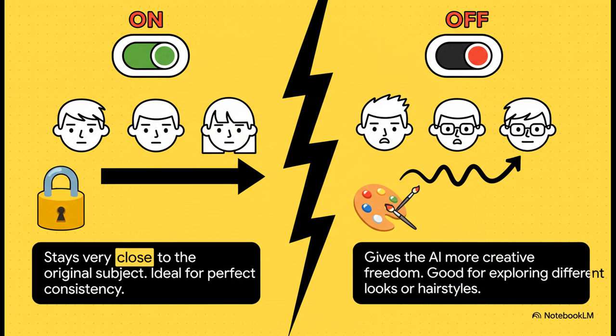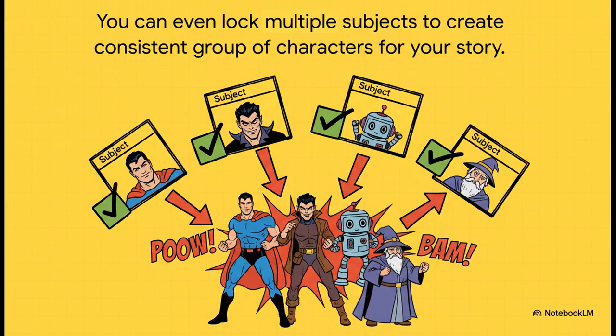But what if you want to see them with a different haircut or just explore a little? Just flick it off. It gives the AI some creative wiggle room, but it still keeps the core look of your character. And get this, it's not just for one character. You can do this for multiple subjects. You can build a whole consistent cast for your story. You just generate each person, save them as a subject, and make sure all their little boxes are ticked. Whisk takes care of the rest.